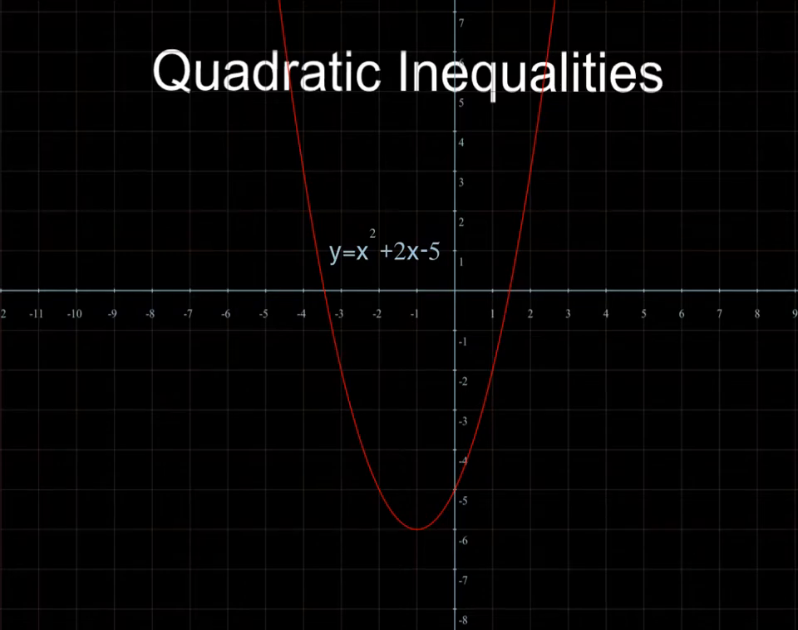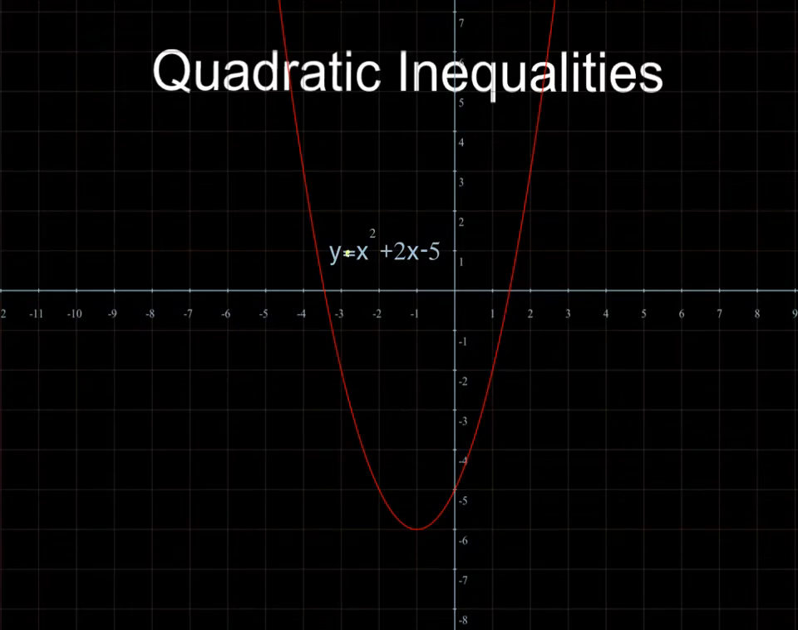As far as graphs go, here's a quadratic graph, x squared plus 2x minus 5. This is what we've been talking about. We've been talking about the vertices and the intercepts and all the characteristics of this graph. So here's just the regular equation. I've got another couple copies. I want to say what happens if we change that equal sign.